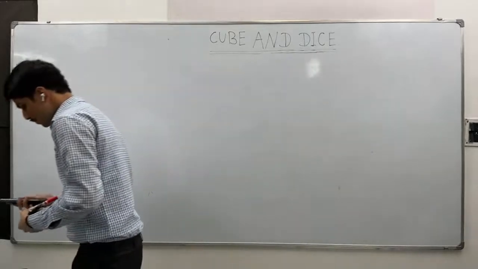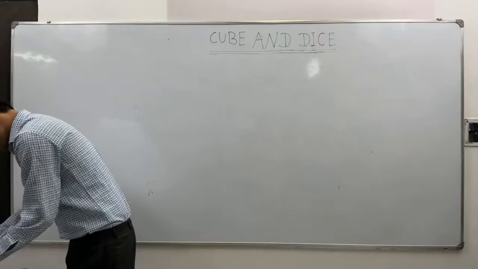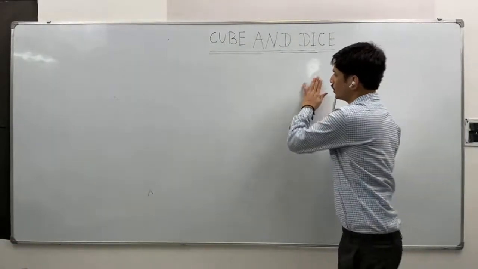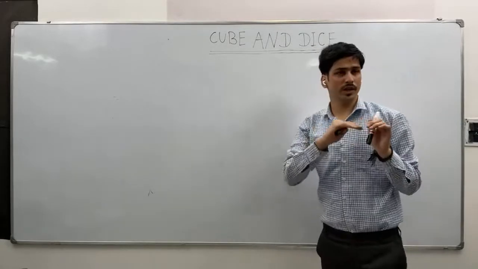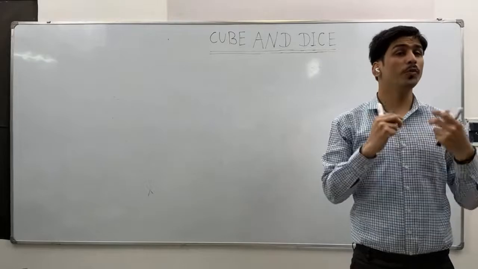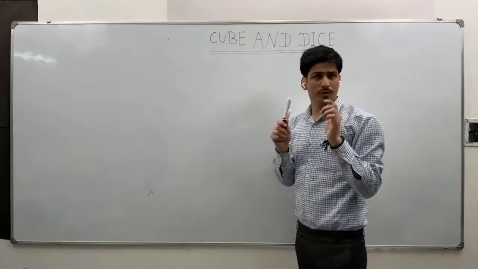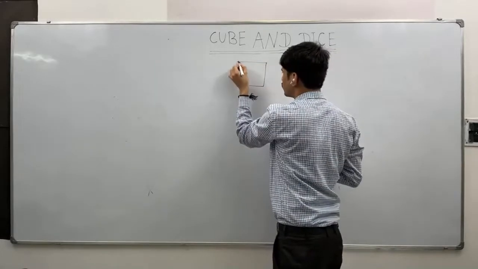Now let's say this time we'll try to keep it simple only. Let's say you have a cube. And let's say you have a cube and I'm making 3 cuts along each axis. So how many cubes I'll get in total? Let's say I have total 27 cubes, right? Let's say I have a cube like this.